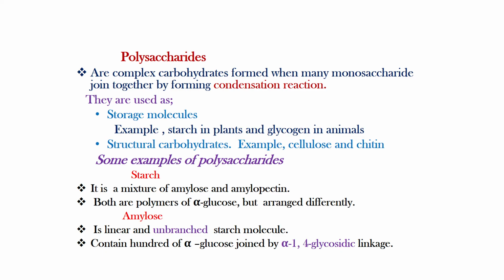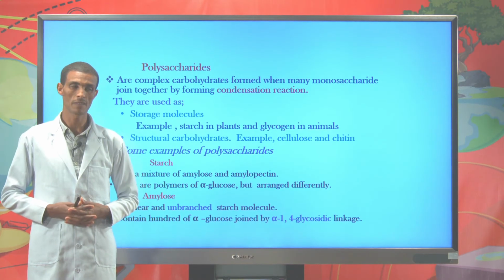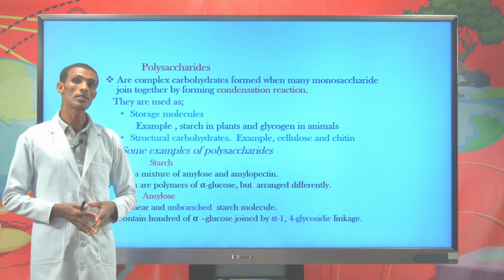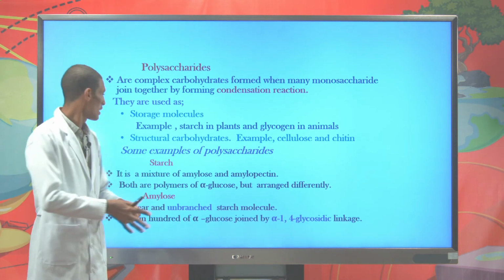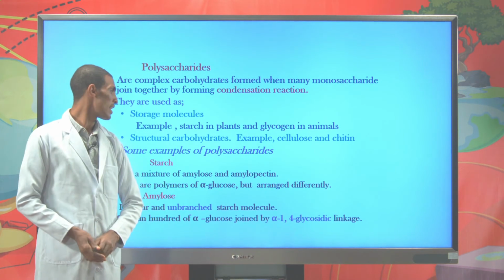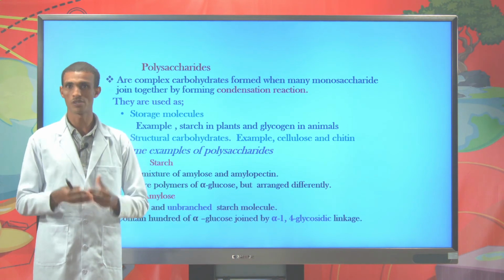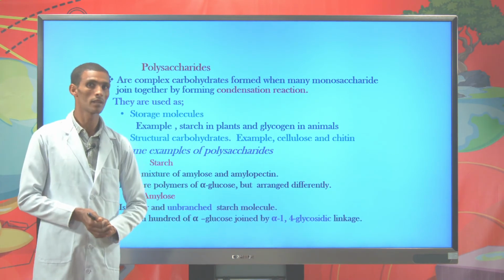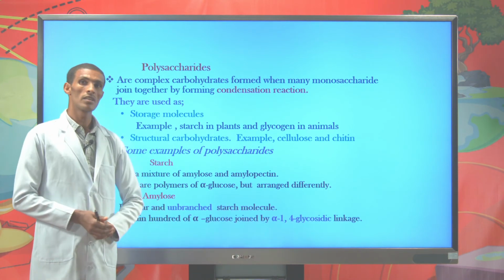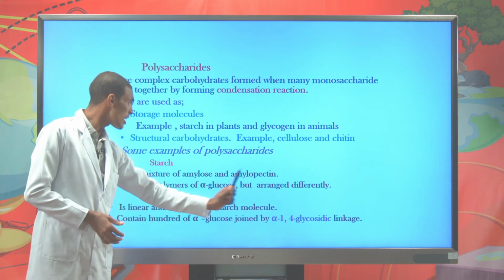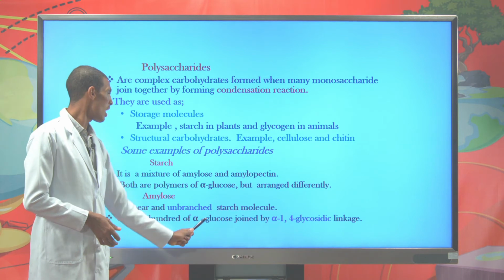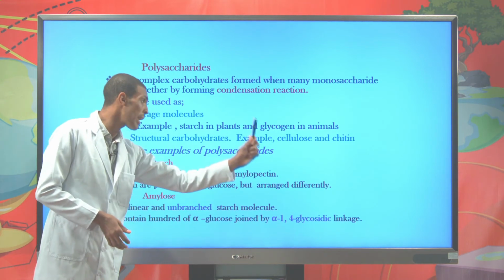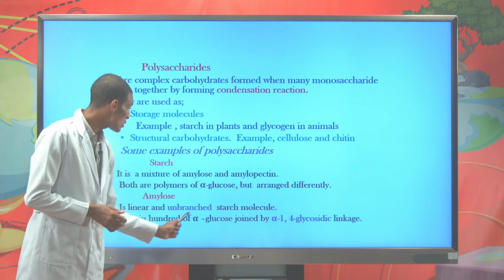Well done. We see some examples of polysaccharides. Starch is one of them. Starch is a mixture of amylose and amylopectin. Both amylose and amylopectin are polymers of alpha glucose but arranged differently. Amylose is an unbranched starch molecule. The only linkage found here is the alpha 1,4-glycosidic linkage. There is no side branching here.